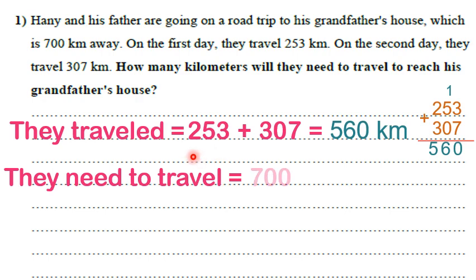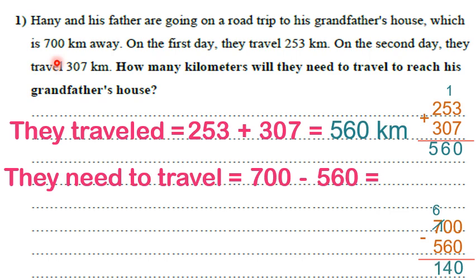Now I want to know how many kilometers they need to travel. So I'm going to write 700 minus 560. Let's do it in a draft. 0 minus 0 equals 0, and 0 minus 6, it can't. So I will borrow from 7. 7 will be 6 and 0 will be 10. 10 minus 6 equals 4 and 6 minus 5 equals 1. So they need to travel 140 kilometers to their grandfather's house.